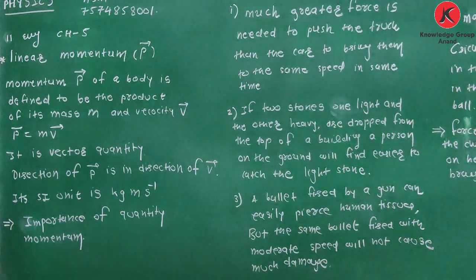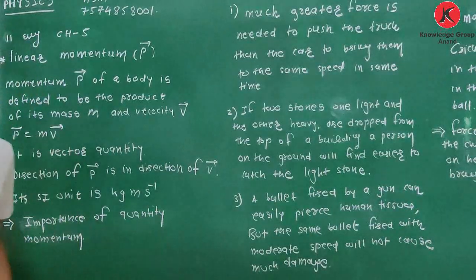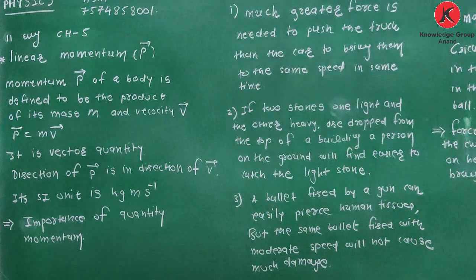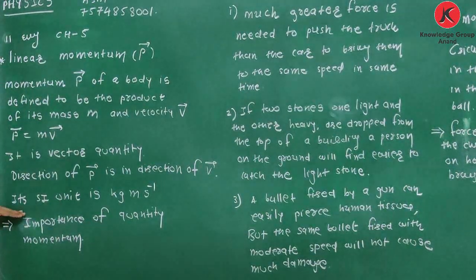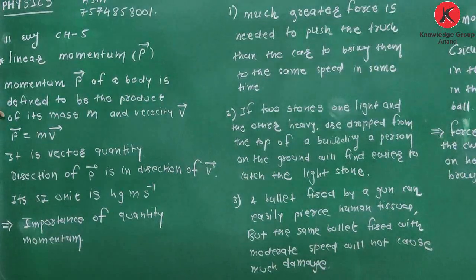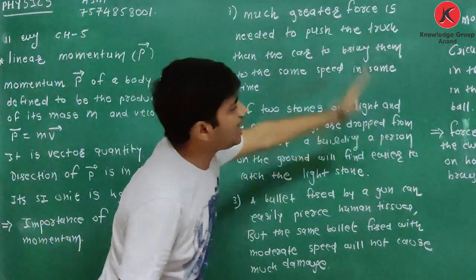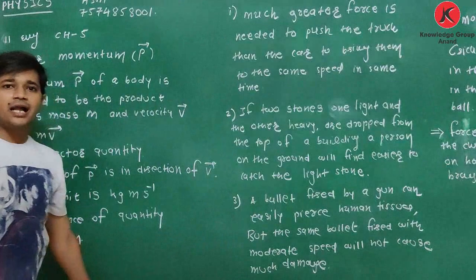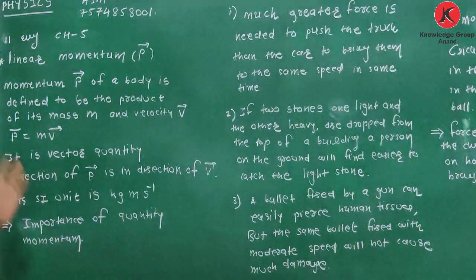Now, what is linear momentum? Why is this quantity required? What is the importance of linear momentum? If you are asked a question on linear momentum for 2 marks, you have to write the definition, equation, direction and unit. For 2 marks it is only that. Now, these are some examples that indicate the importance of momentum.